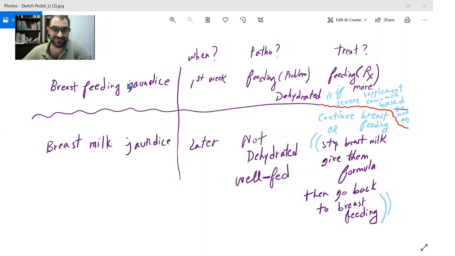Breastfeeding jaundice. When does it happen? On the first week. What is the pathophysiology? Feeding problem. What is the sign? Dehydrated. What is the treatment? Feeding more.